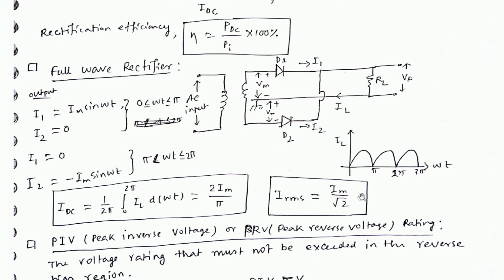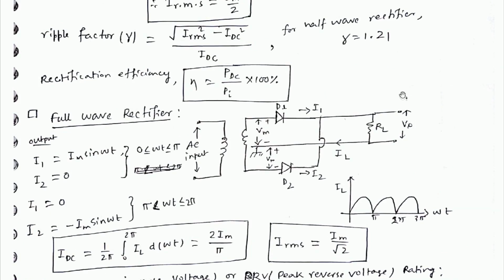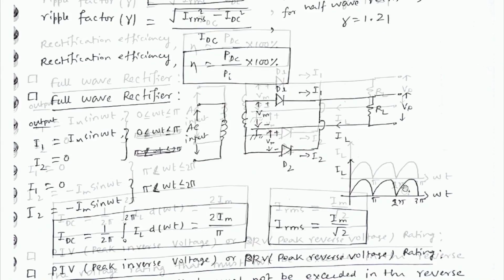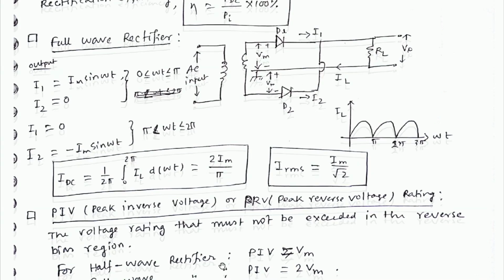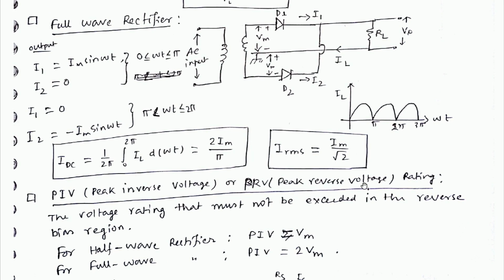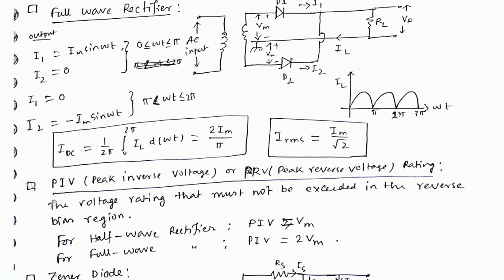IRMS is equal to I maximum by root 2, and as you can see, it was missing in the case of a half wave rectifier, but here, in the case of a full wave rectifier, you get the full waveform. PIV, peak inverse voltage, or PRV, peak reverse voltage rating. The voltage rating that must not be exceeded in the reverse bias region is the peak inverse voltage.